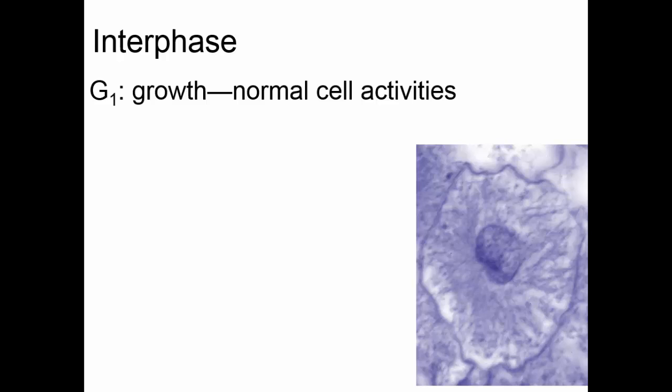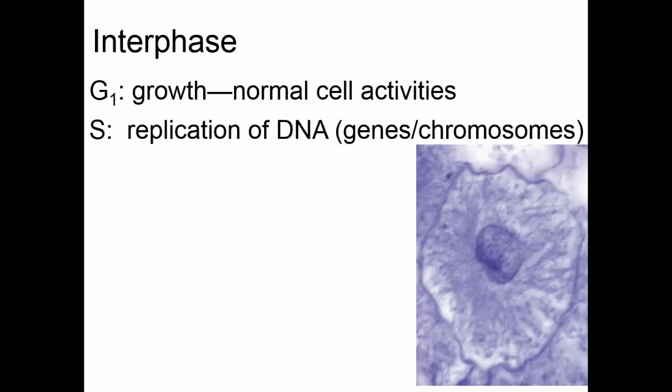If we look at a cell in interphase, during the G1 phase, the cell is growing. It's doing whatever it does as a normal cell. The S phase is the replication of the DNA. Once the cell enters the S phase, it is going to divide. Now, some cells get stuck in this G1 phase and never divide. Heart cells when you're an adult, your nervous cells when you're an adult, these fail to divide. They stay stuck in G1. But the other cells in your body are capable of going into this S phase.